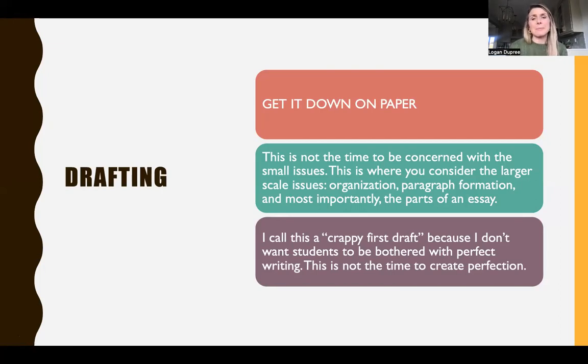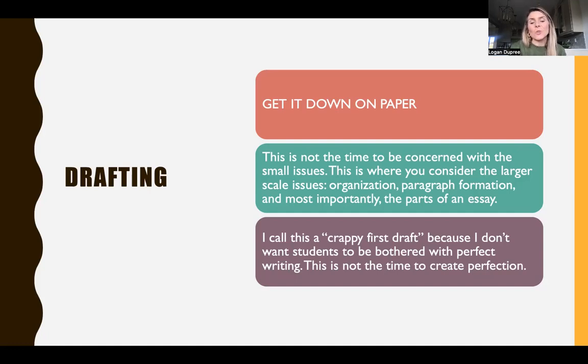This is not the time to be concerned with small issues. This is where you consider the larger scale issues. Organization, paragraph formation, and most importantly, the parts of your essay. You're asking yourself, do I have an introduction? Do I have body paragraphs? And do I have a conclusion?